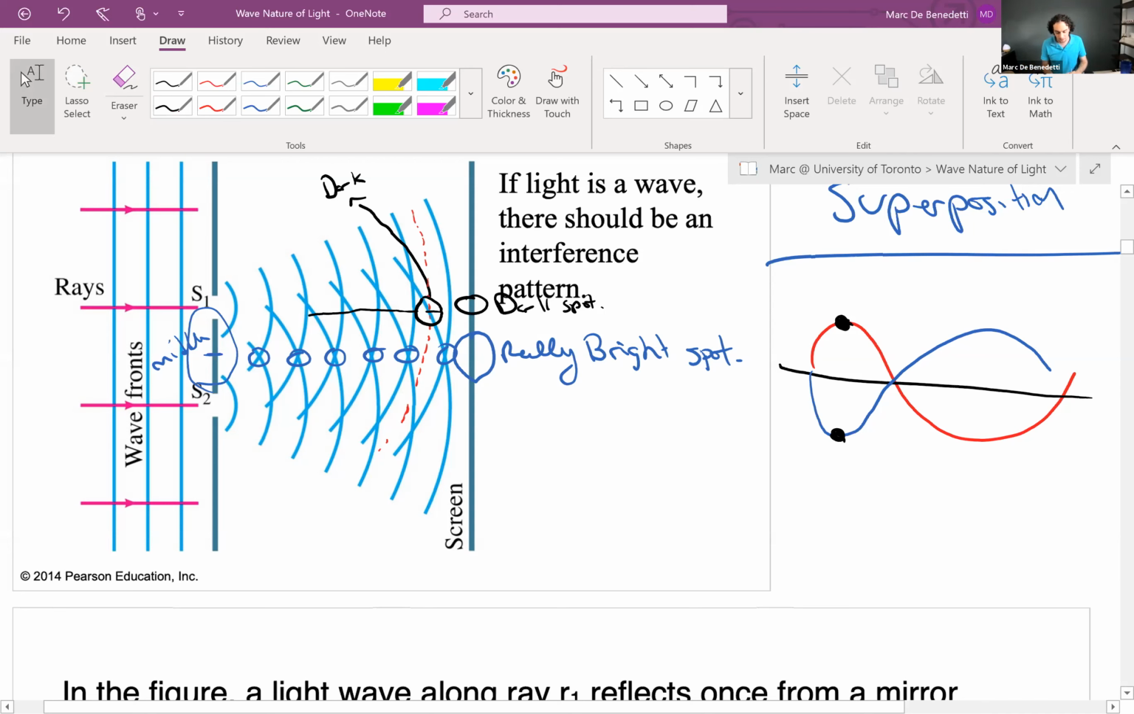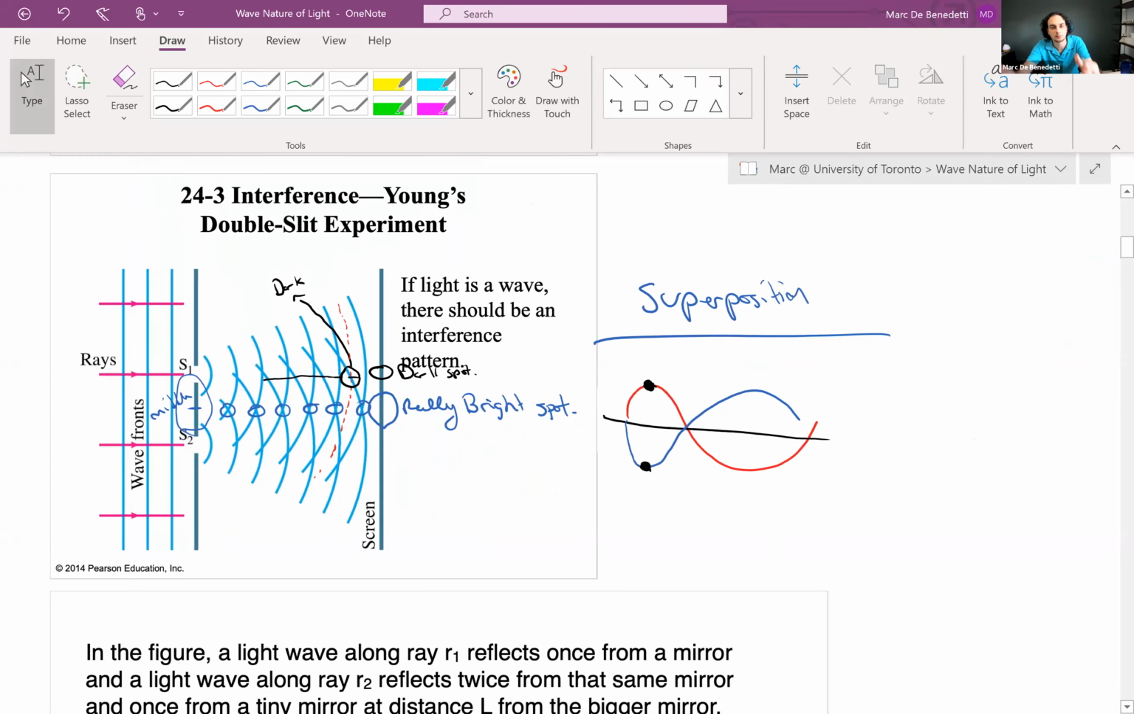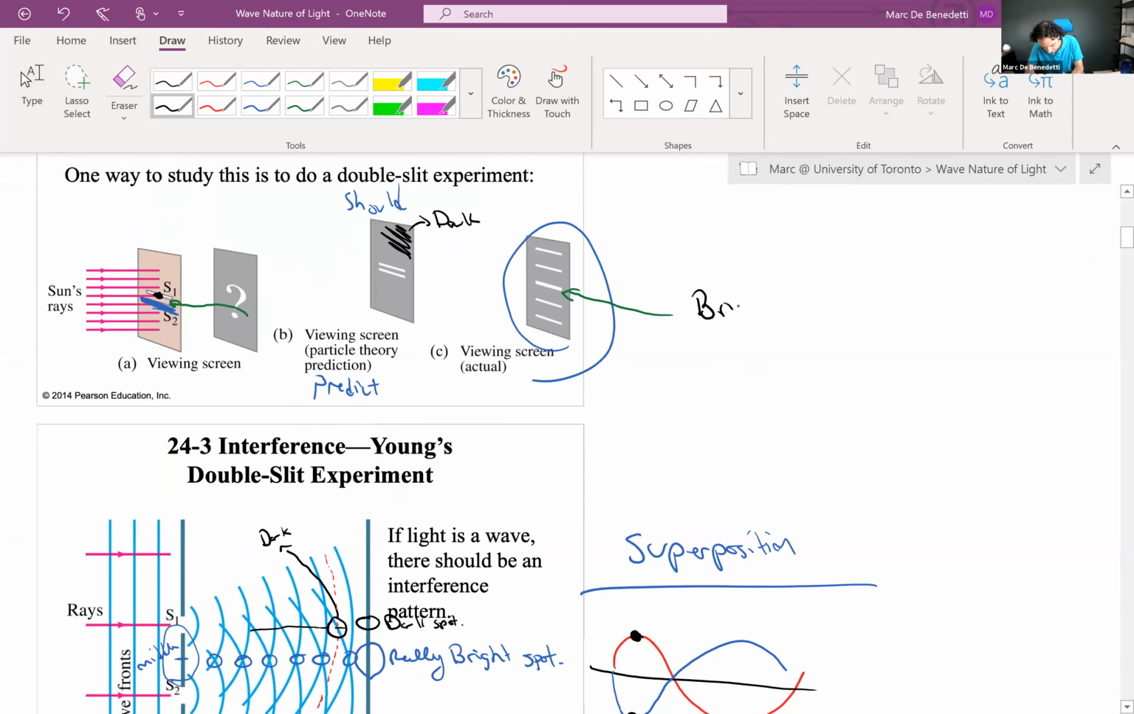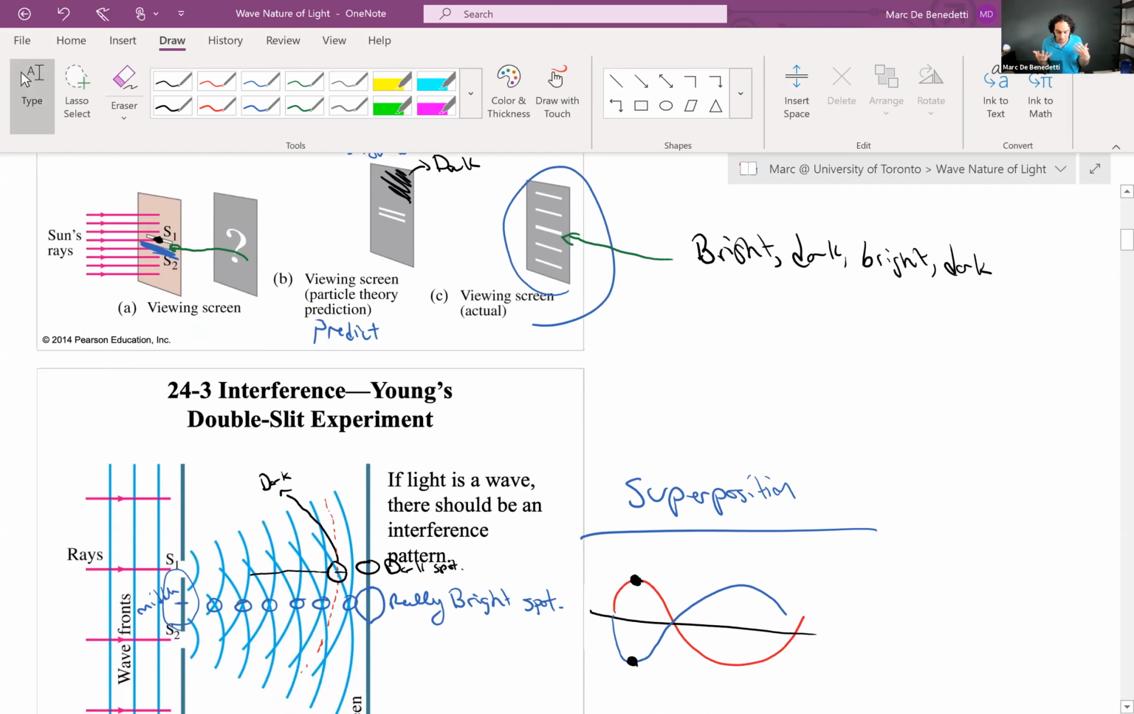So you end up getting bright, dark, bright, dark, bright, dark. And that's exactly what we see here. We see bright, bright, dark, bright, dark, et cetera. So what we see in the actual viewing screen when we do this experiment in real life, as weird as it looks, it's actually very readily explained using wave interference. It's the same principle we saw with sound.